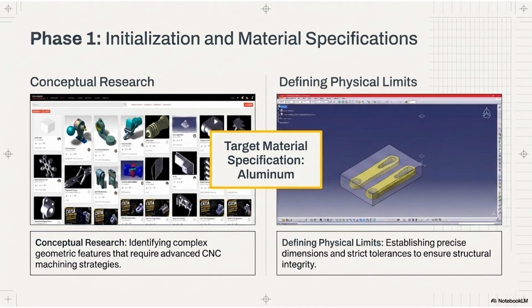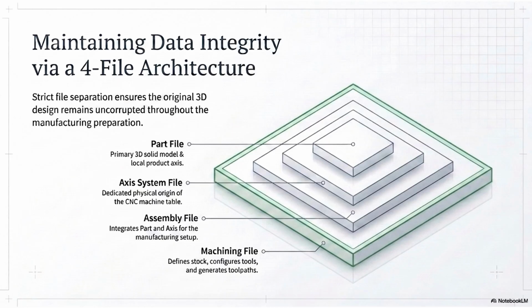Phase 1, initialization and material specification. During Phase 1, our conceptual research focused on identifying complex geometric features that require advanced CNC machining strategies. We defined the physical limits and strict tolerances to guarantee structural integrity. Moving into digital development, we maintain data integrity via a strict 4-file architecture. This ensures our original 3D design remains uncorrupted throughout the manufacturing preparation.